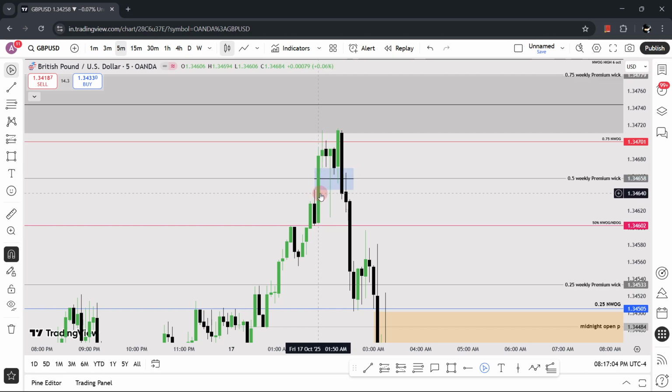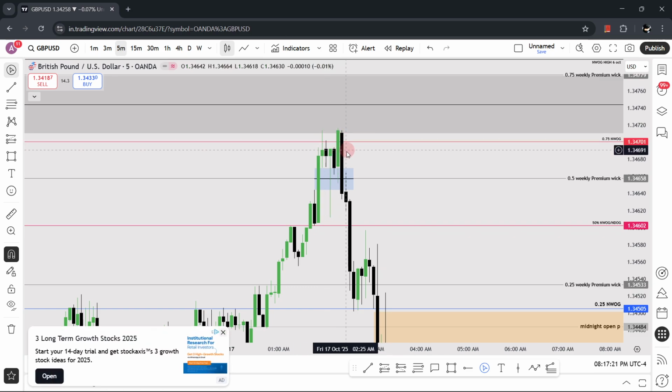Market came to where? Look at the bodies. It is respecting the upper quadrant of the new week opening gap. Okay, next candle went up a little bit higher. Unfortunately, because of the time being, it closed above this. That's fine. That's perfectly fine.